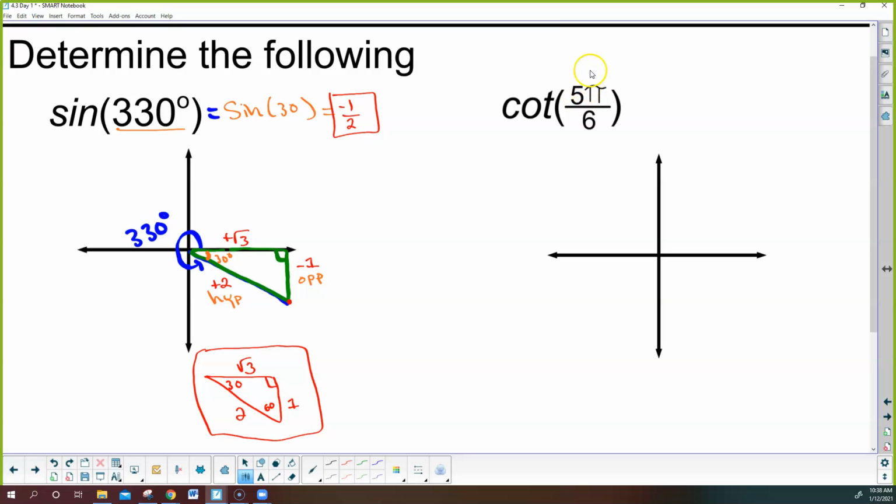Now, when I look at this, I think, ooh, isn't that really close to 6π/6? And if it was 6π/6, those sixes would reduce out. So it's really close to being right here at 180. We're just actually 1π/6 short, which might give you an idea of your reference angle.